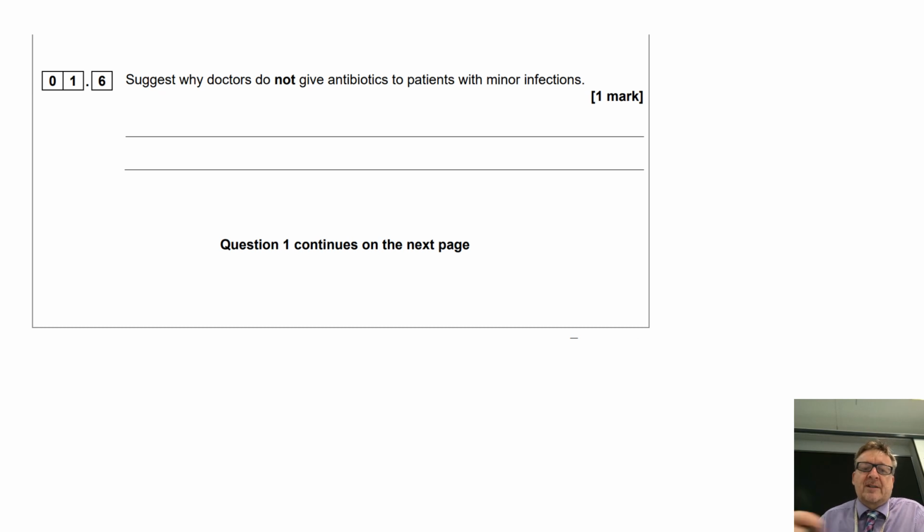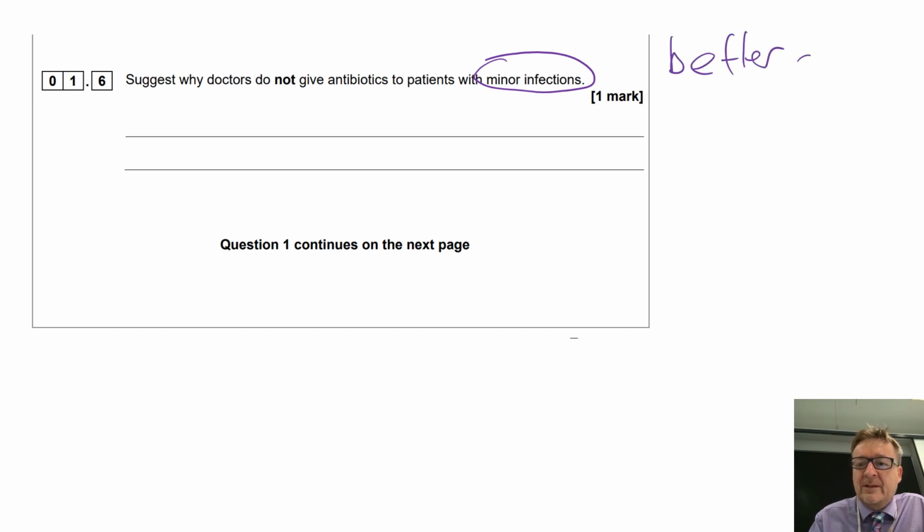Question 1.6. Suggest why doctors do not give antibiotics to patients with minor infections. Right? If you've got a minor infection, what's probably going to happen is you're probably going to get better anyway. So there's almost no point in actually even going to the doctors in the first place because you are going to get better. Also, a minor infection could be a virus, right? And if it is a virus, antibiotics aren't going to do anything anyway.